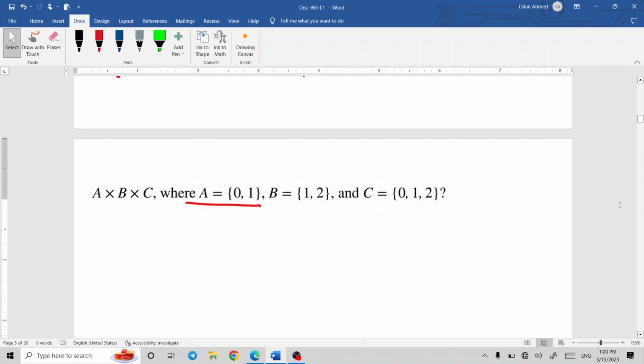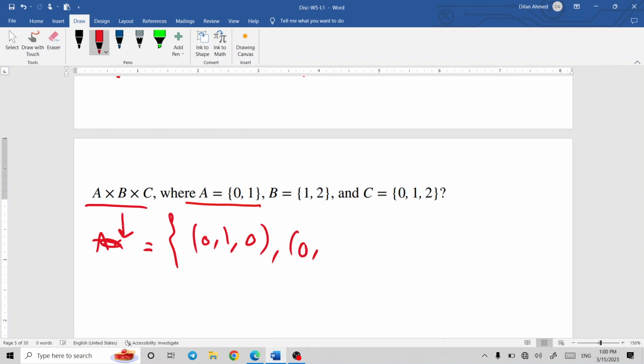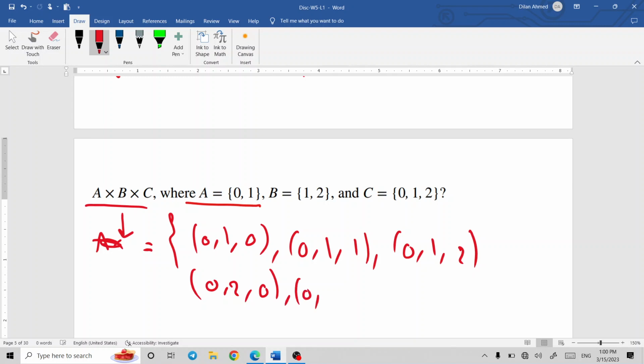Find A cross B cross C. Can you imagine? A cross B cross C is equal to 0, exactly. 1 0, you are right. 0 1 1, 1 2. Okay. 0 2 0, 0 2 1, 0 2 2. You are right.